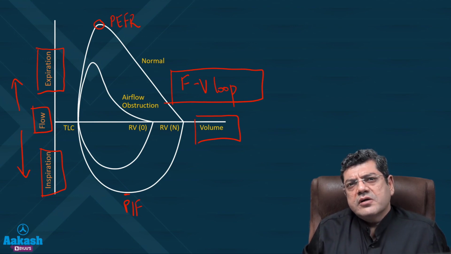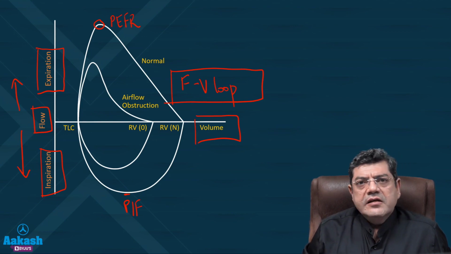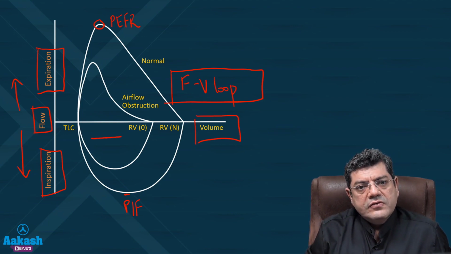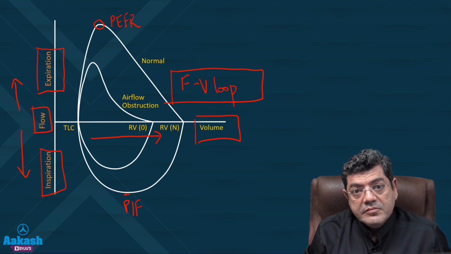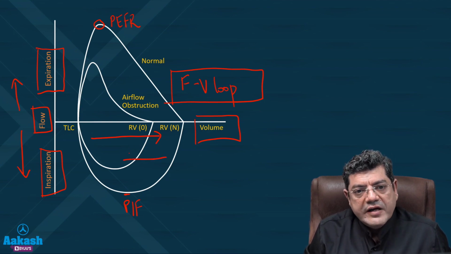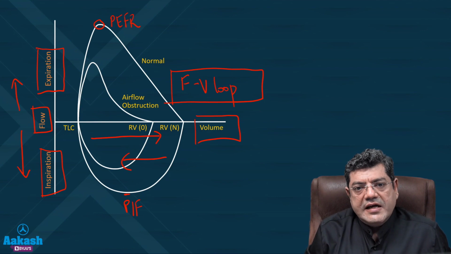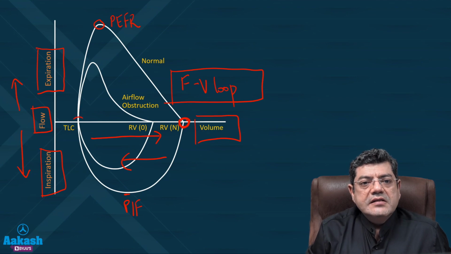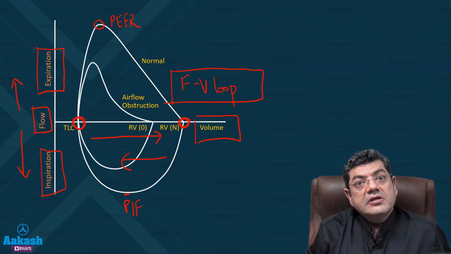There is one important difference from most graphs. In most graphs, as you go from left to right along the x-axis, values increase. But here, please notice that as you go from right to left, coming back towards the y-axis, volume increases. So, this here is residual volume and this here is total lung capacity.